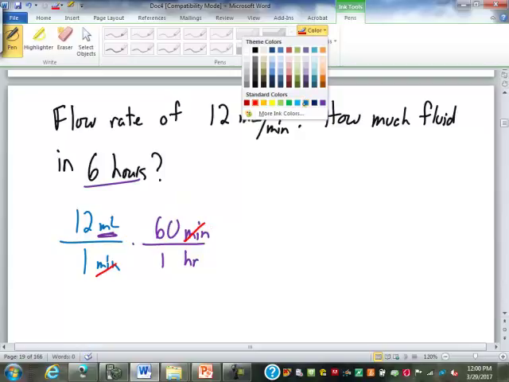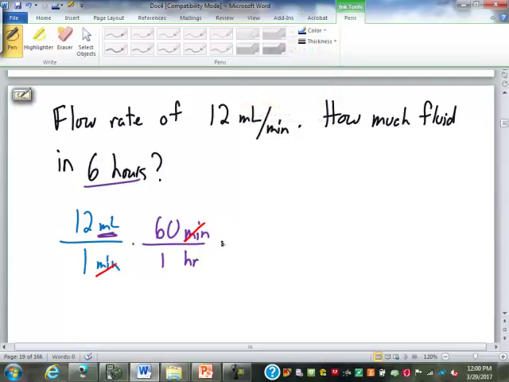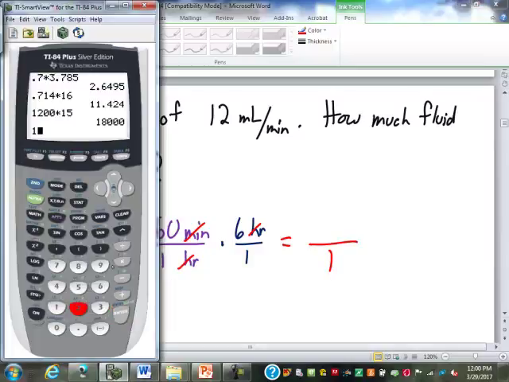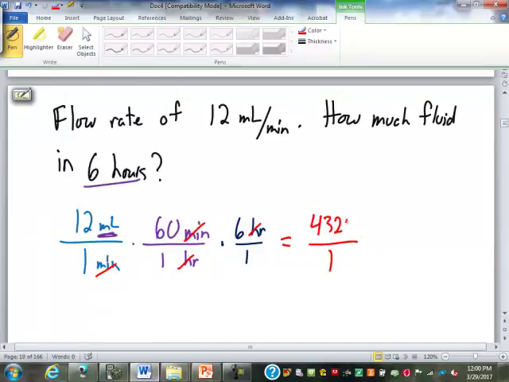And now that I have the hours there, I can multiply to get rid of the hours by multiplying by my time of 6 hours. I just put it over 1 to make it a fraction. So the hours are gone. On bottom, it's just 1 times 1 times 1 is 1. 12 times 60 times 6 is 4,320 milliliters. So over that 6 hours, we are going to infuse 4,320 milliliters of fluid.